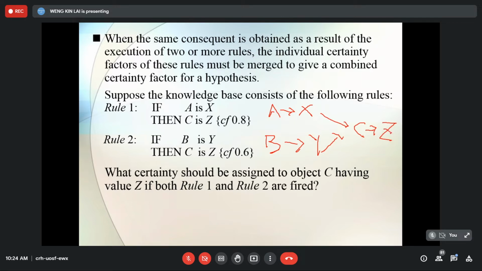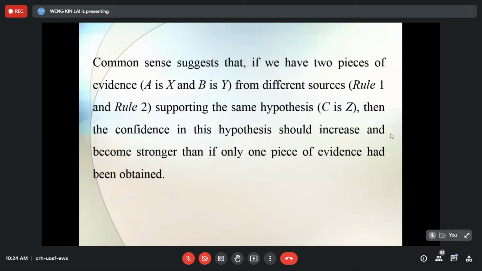So how do you calculate this? How do you calculate the final consequent of C is Z? What is the actual value here? So let's look at it in the next few pages.